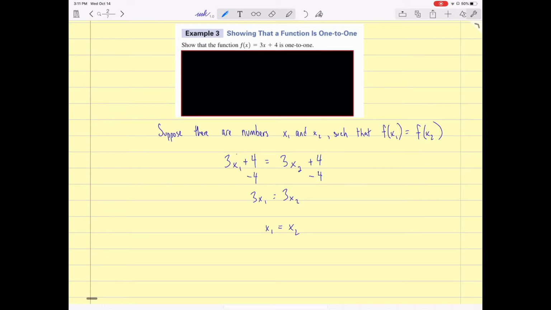If x sub 1 is equal to x sub 2, that means that those two values are the same number. So we tried to choose values that had the same y output, and we said they were different because one was x sub 1 and one was x sub 2. But it turns out as we go through that operation that they are in fact the same number. Therefore, the function is one-to-one. There are just a few examples that deal with this. You won't have to do that a lot because it's really the same thing every time.